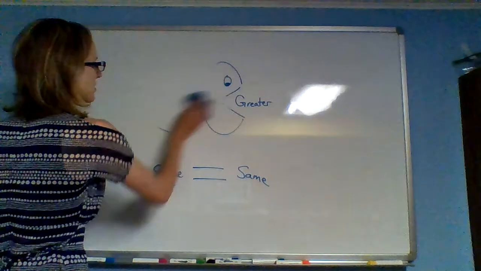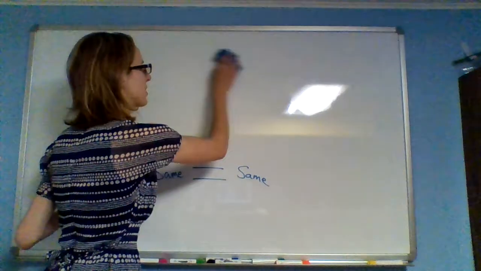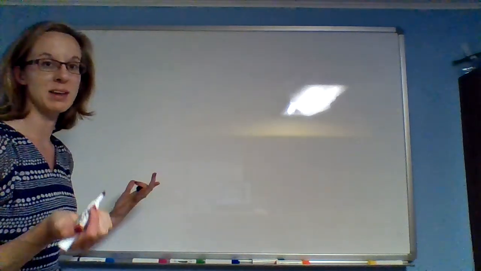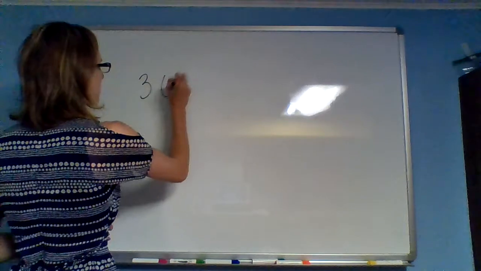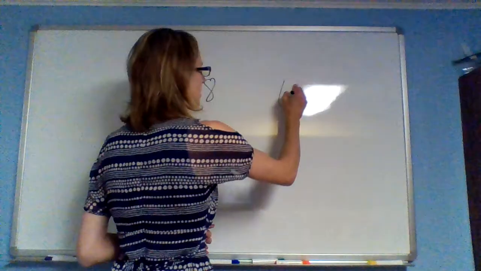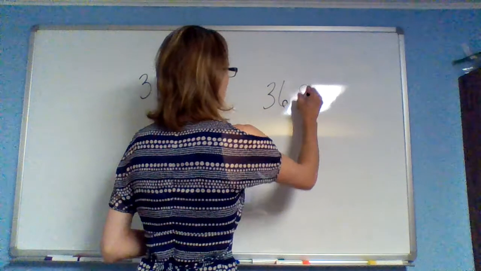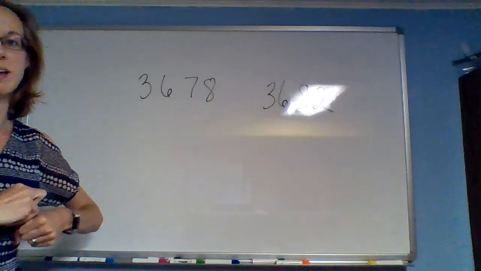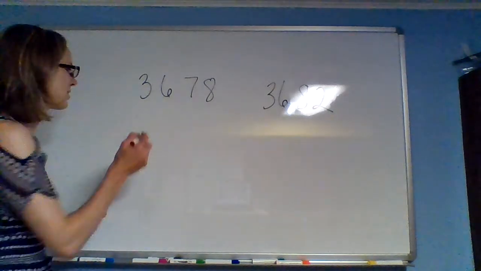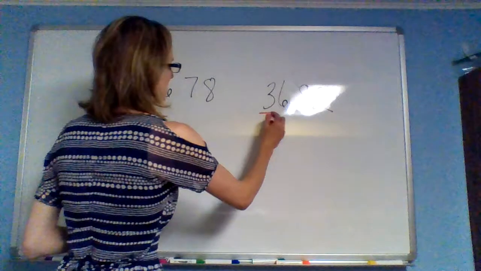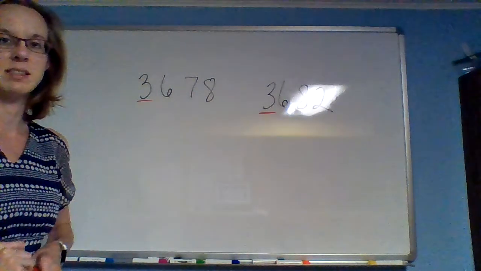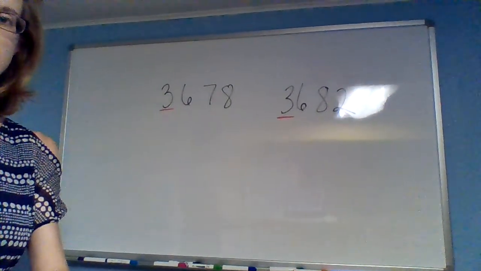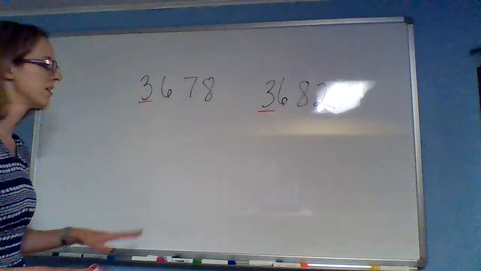So when I'm faced with numbers that I need to compare, what I recommend to you doing is to start comparing them in the largest place value that there is. So if I have the number 3,678 and 3,682, I always start by comparing in the biggest place value that exists. The biggest place value in this number is in the thousand spot. And when I compare in the thousand spot, I see that these two numbers are exactly the same, that there is no difference in the thousands.